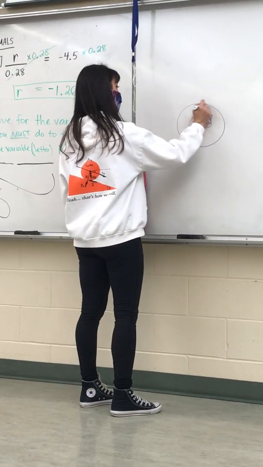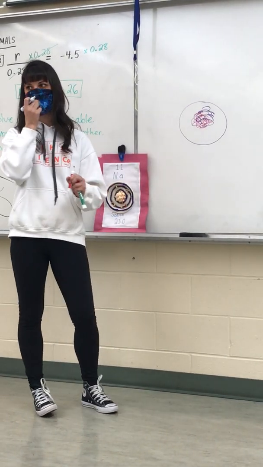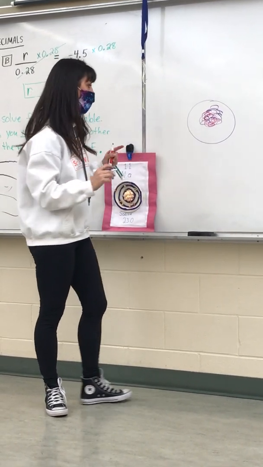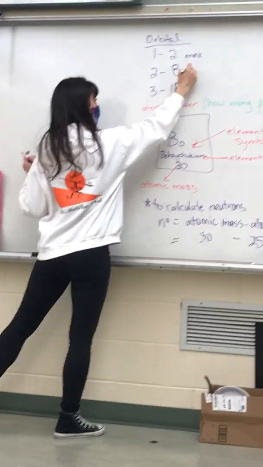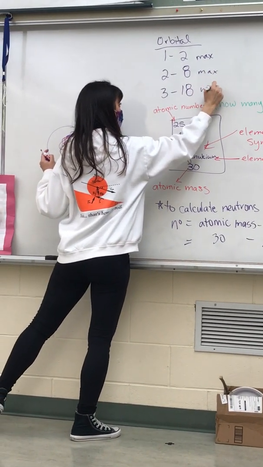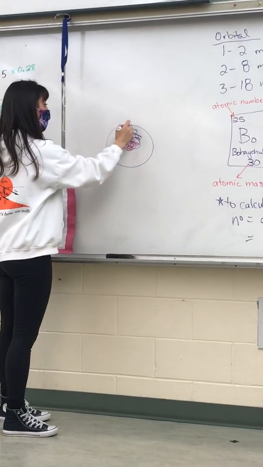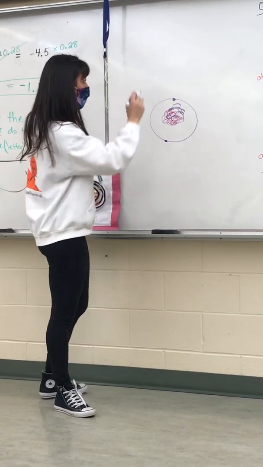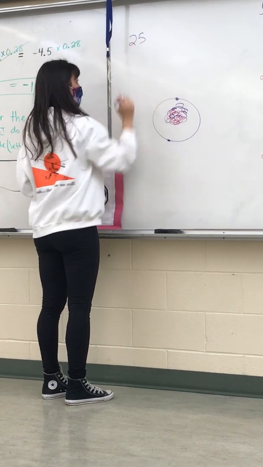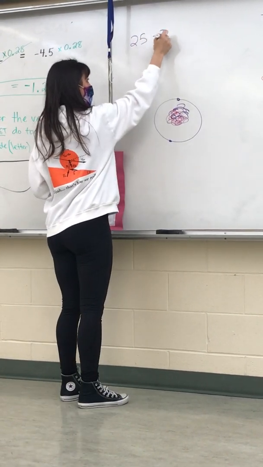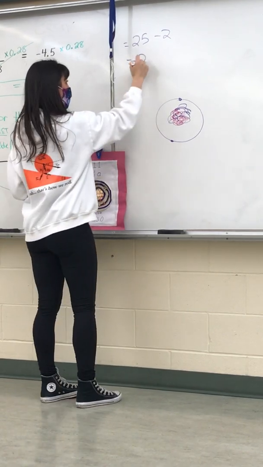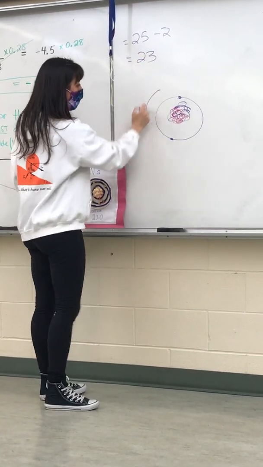My first orbital closest to the nucleus can only have how many? Maximum 2. So I have more than 2. I've got lots. I have 25 electrons. So 25 minus 2. How many do I have left? 23. So I'm going to need another orbital.